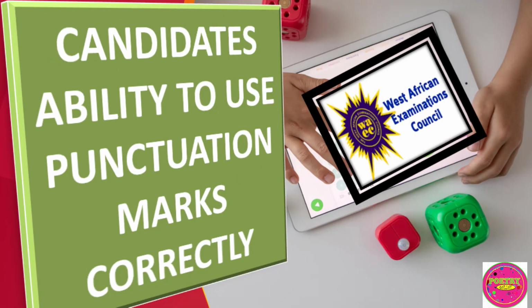8. Candidates' ability to use punctuation marks correctly. It is not surprising to mark a candidate's script and find only 1 or 2 punctuation marks. In order to reduce loss of marks in mechanical accuracy, candidates need to learn how to use punctuation marks efficiently. Some score 0 in mechanical accuracy because they demonstrate an acute ignorance in the use of punctuation marks.